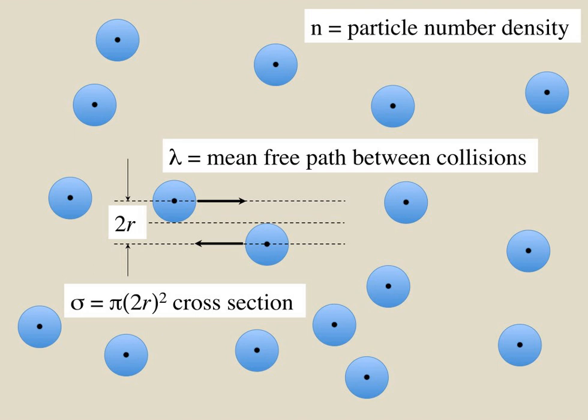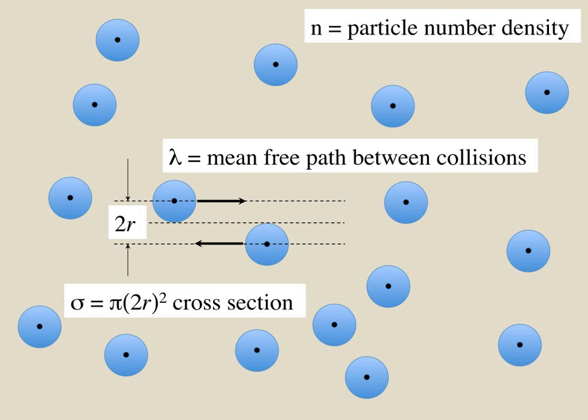These quantities are related by sigma equals 1/(n lambda), where sigma is the cross-section of a two-particle collision, SI units m^2. Lambda is the mean free path between collisions, SI units m. n is the number density of the target particles, SI units m^-3.